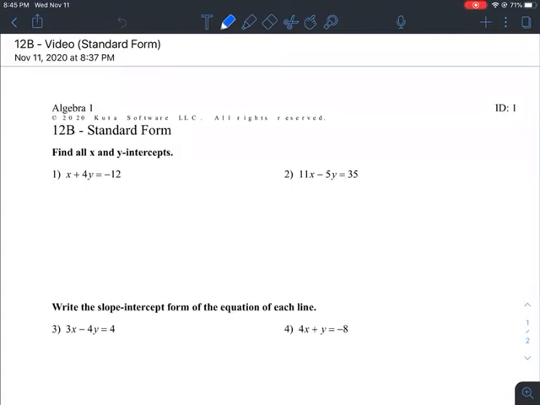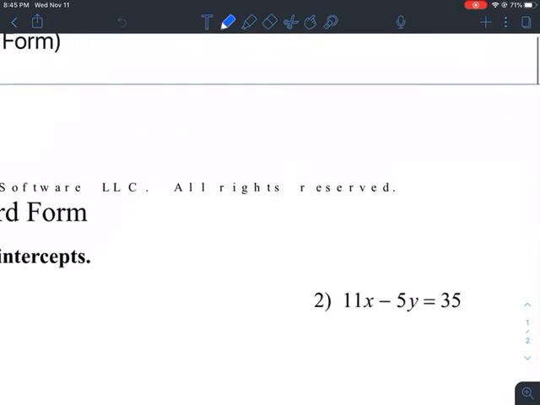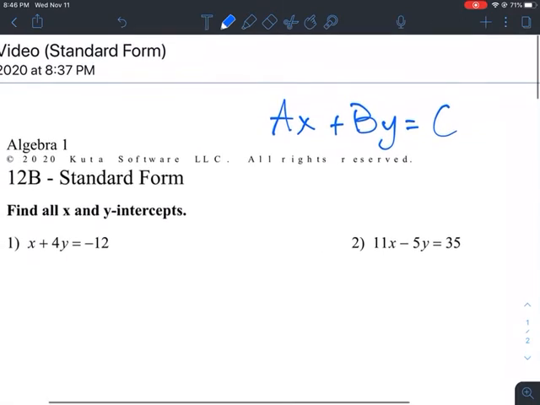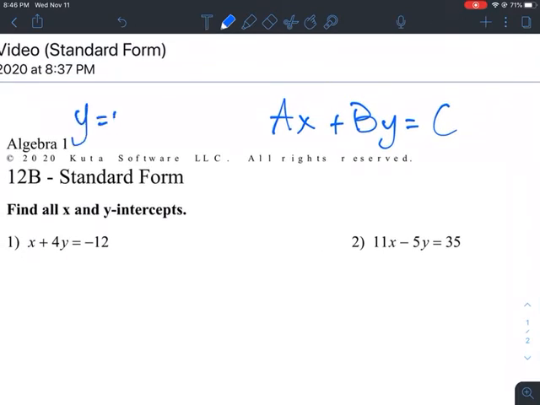All right, so this second half of the week, we're going to focus more on standard form. So one thing I didn't really leave myself space for that I wanted to go over is what standard form actually is. Standard form is the form ax plus by equals c. Normally we have y equals mx plus b, but standard form is ax plus by is c.